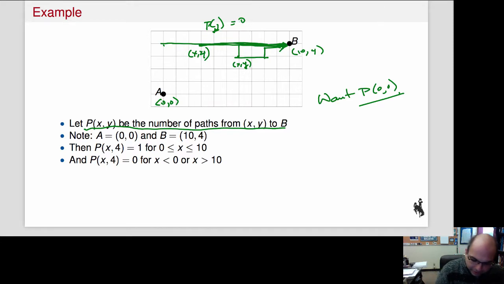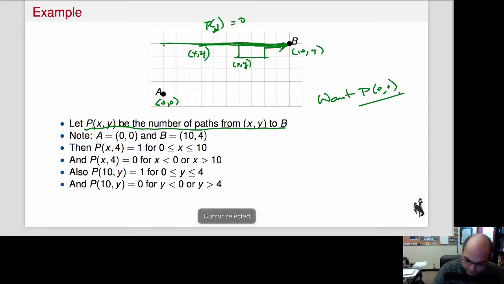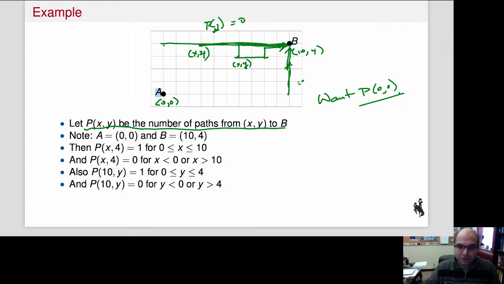All right, what else can we do? Well, we also know what happens if we're down this avenue, if you will, okay? So if I'm here, then the only legal move is simply to keep going north until you get to B. Okay, so for any of those points, the answer is 1. There's only one way to get to B. And again, if you're outside of the ranges, then the answer is 0, right? Because there's no legal way, only going north and east, that I could possibly get to B. So let's put all this together, okay?